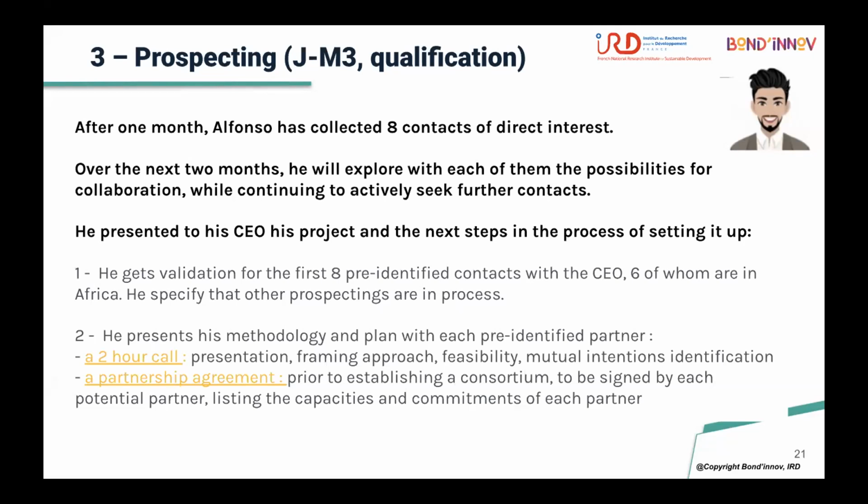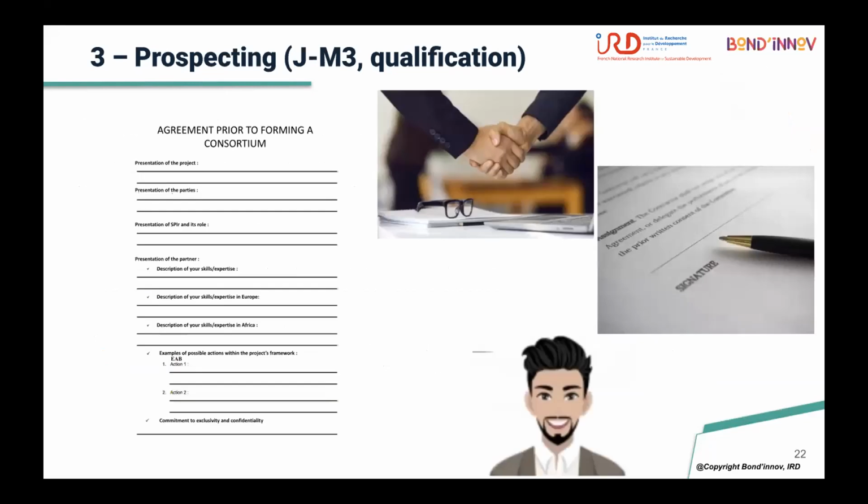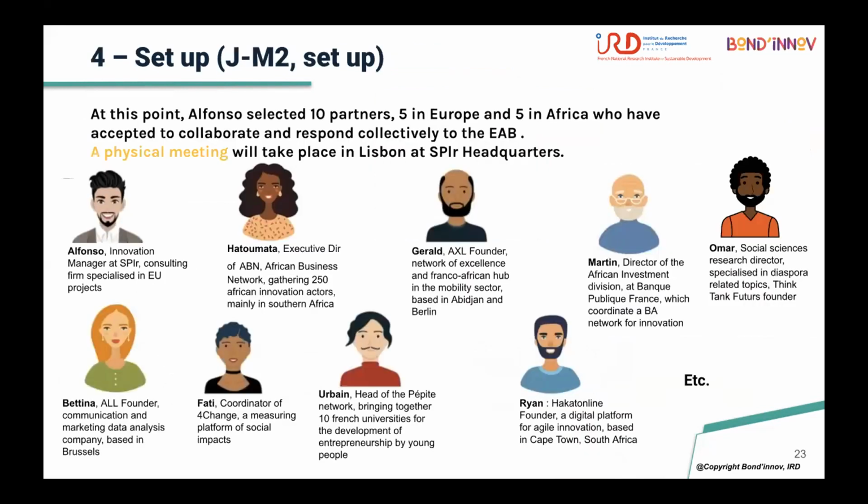But later on, they can have a more general partnership agreement signed by all the different members of the consortium. So Alfonso has the agreement, Alfonso already met the different partners and also proposed a draft of an agreement. At this point, Alfonso collected 10 partners, 5 in Europe and 5 in Africa, who have accepted to collaborate.